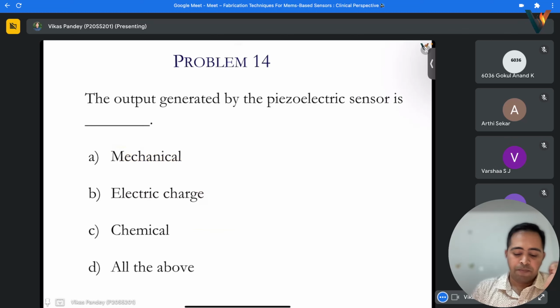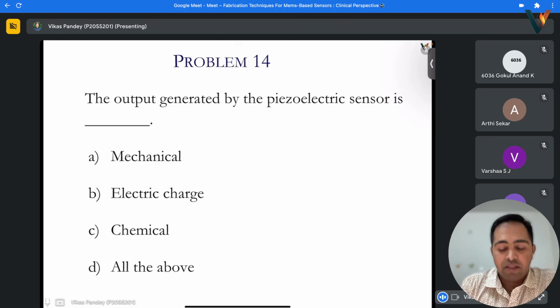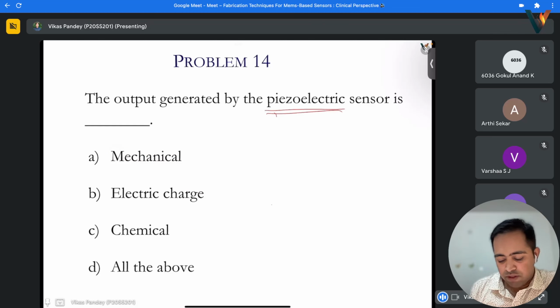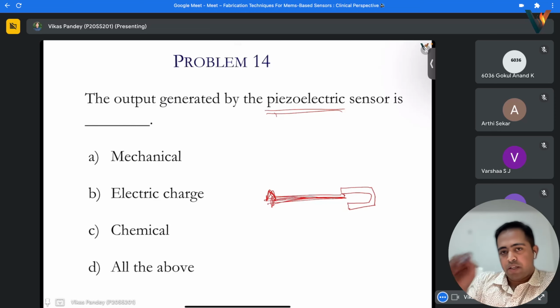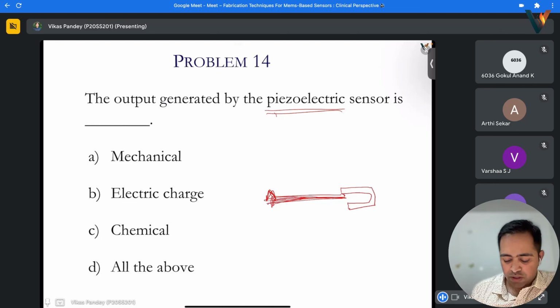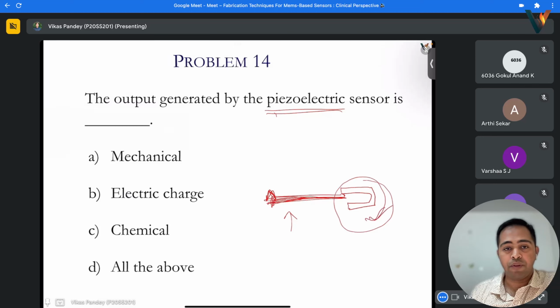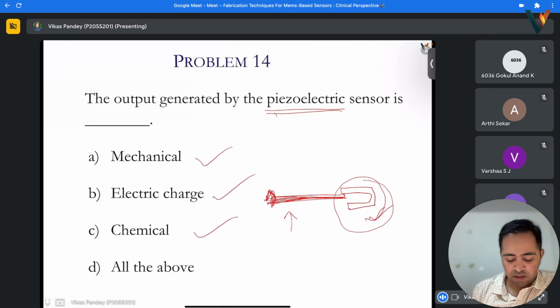Okay. The output generated by piezoelectric sensor. This word you must have heard in the cantilever thing that sir was showing there. The cantilever was there, and SU8 pillar was there, and there a piezoelectric material was there, and based on this cantilever force, we were able to check the changes here. Okay, so the output generated by piezoelectric sensor is mechanical, electrical charge, chemical, or all of the above.